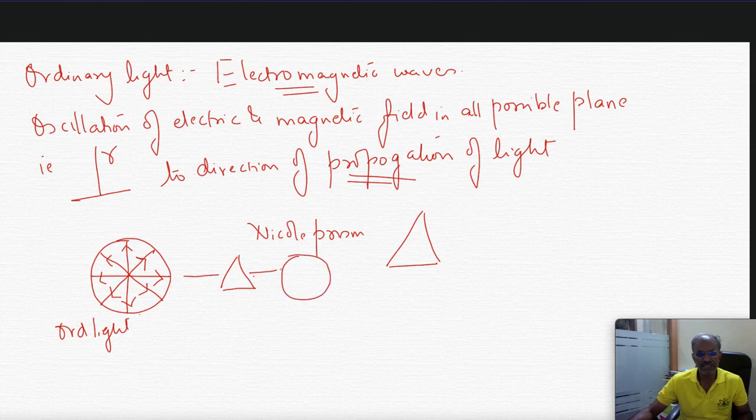only in a single plane. The ordinary light will have only a single plane, meaning only one possible direction. Here it was in all possible planes, but here it will be only one direction, one plane, perpendicular to the direction of propagation of light. So such type of light is known as plane polarized light.